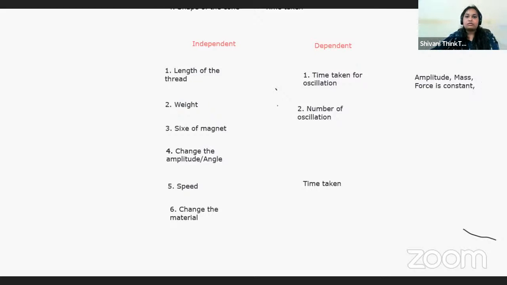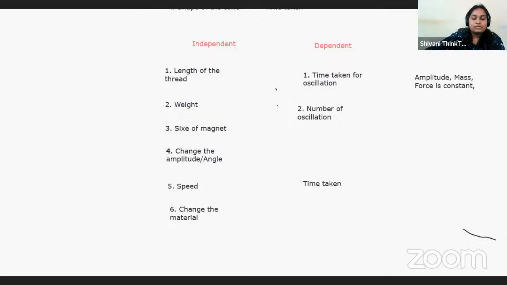So is anyone noting down? Yes, if you're changing the material, make sure that you are keeping the length and the mass constant, okay?